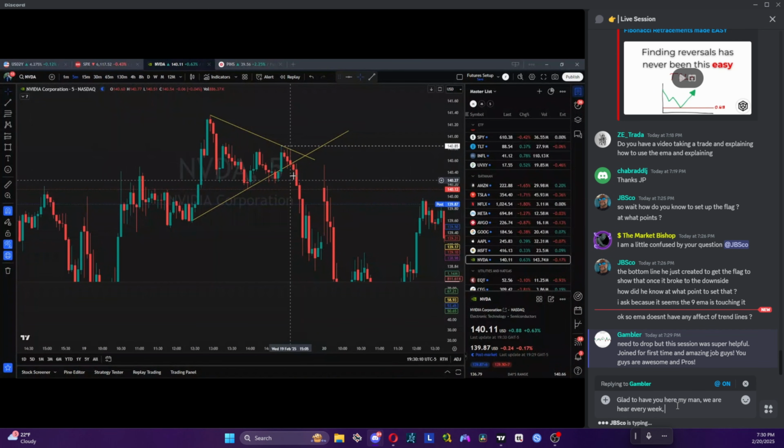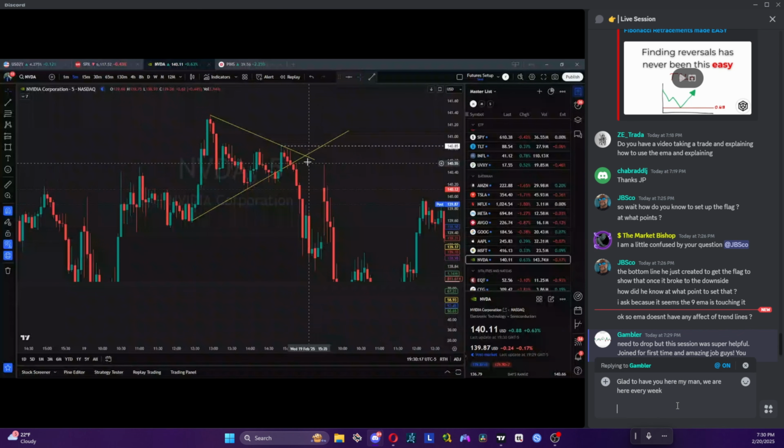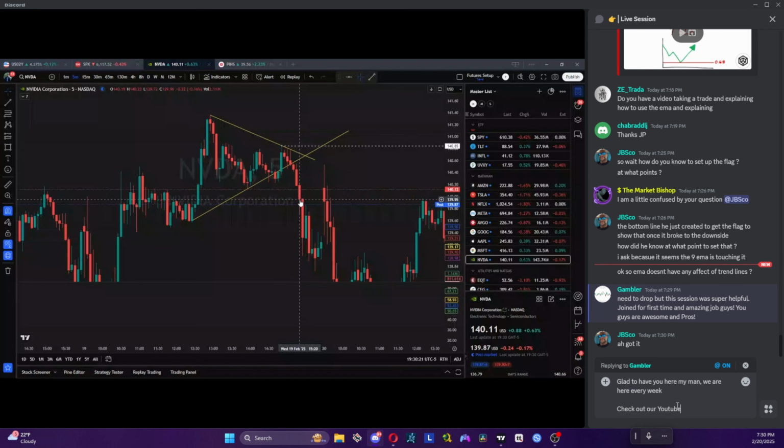Then when it starts to really break down and you're in profit, you move your stop down. I always like to use the previous candle high as a stop. Price keeps continuing to break down, I'll put my stop here. Price keeps breaking down, I'll put my stop here.